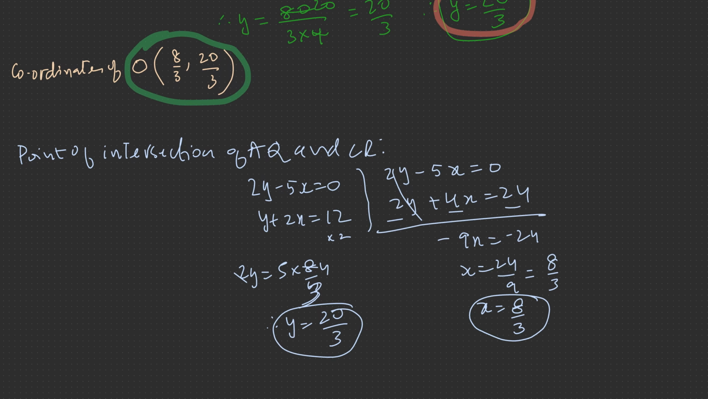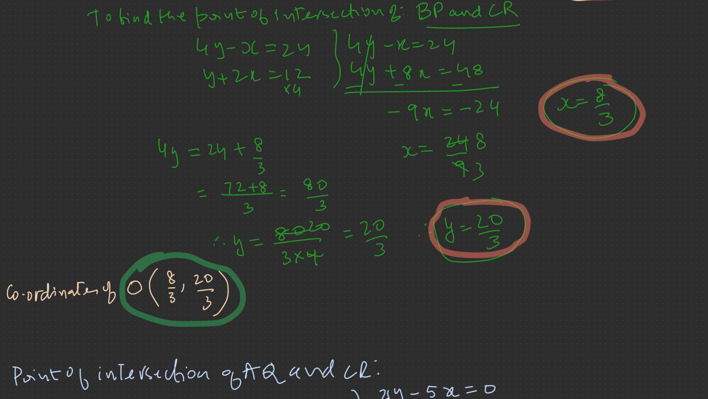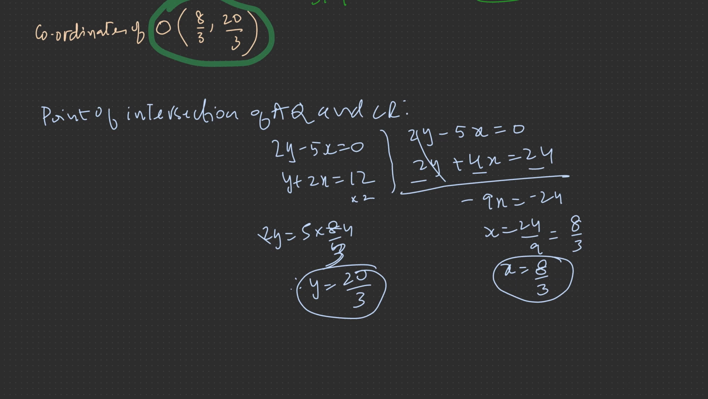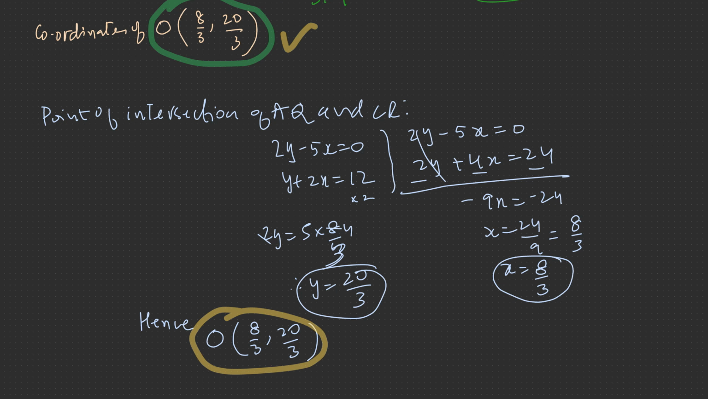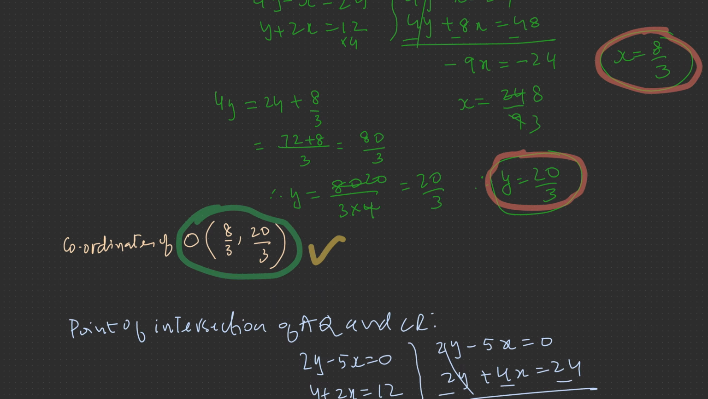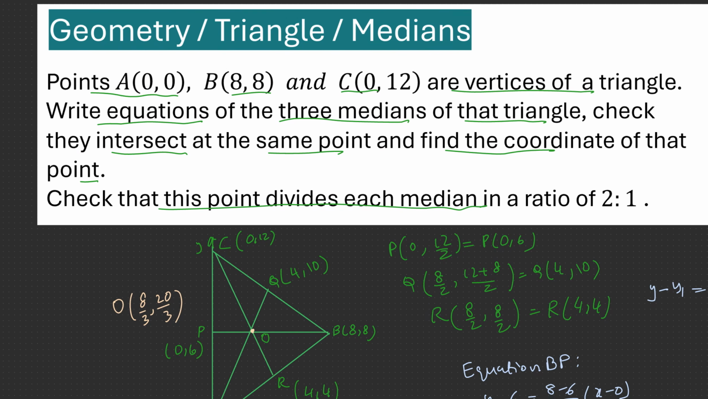So we once again get the coordinates of O. O is equal to 8 over 3, 20 over 3. And that's verified, so that's done. So we verified that the medians pass through the same point. They pass through the same point. And then we need to find the coordinate of that point, which we also have found.